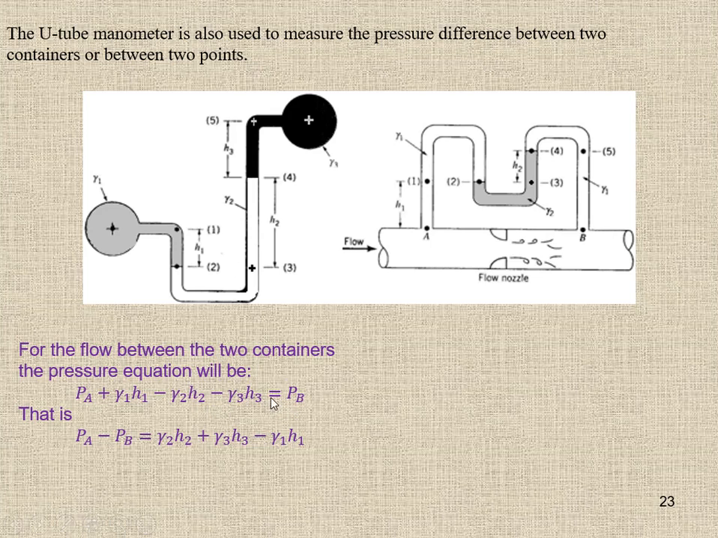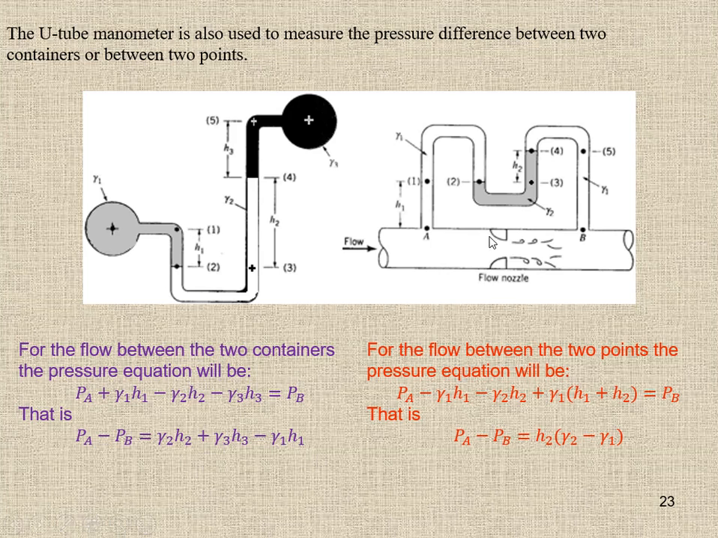Or you can take minus PB equal to 0, or you can keep it as the pressure in container B. This way you can calculate PA minus PB, taking all the terms to the other side, which will give you the pressure difference between the two containers. In the same way you can calculate the pressure difference between these two points. Here also you take the same procedure. This is the manometric fluid you can see here, and the fluid which is flowing with a particular pressure inside the pipe. So there is a pressure A and there is a pressure B.